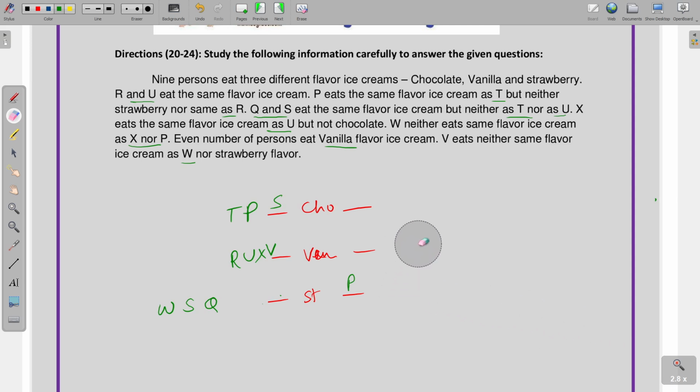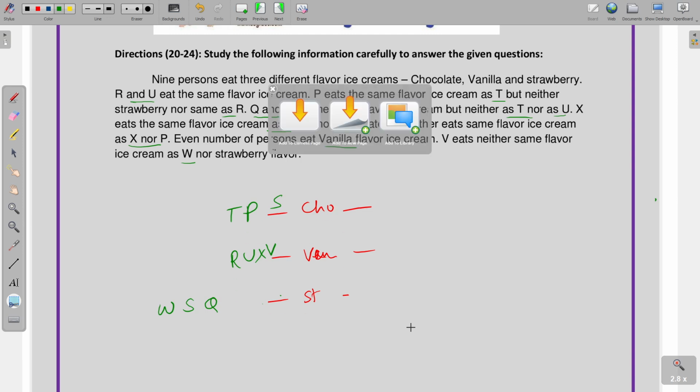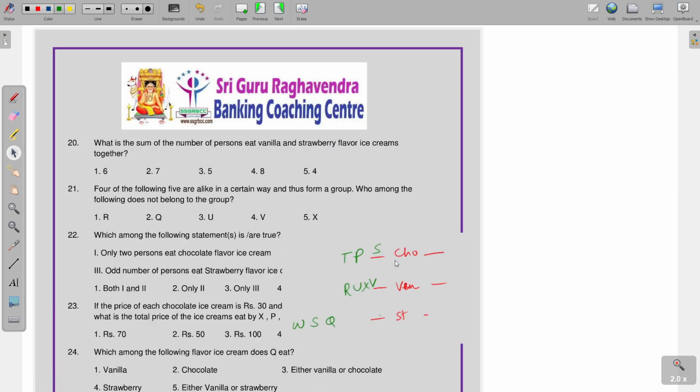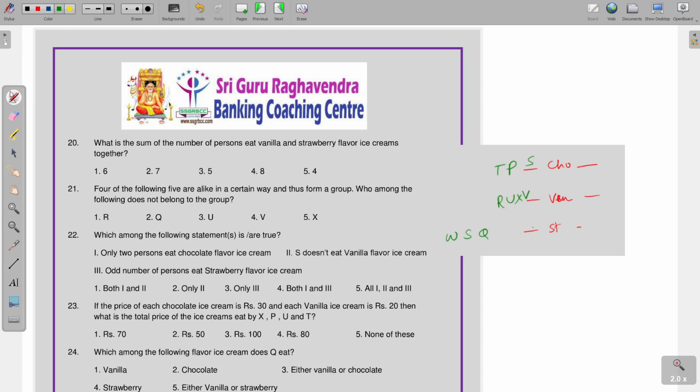Let us move on to the questions. See the first question, question number 20. What is the sum of the number of persons who eat vanilla and strawberry flavor ice cream? Vanilla is eaten by 4 persons and strawberry by 3 persons. 4 plus 3 is 7. Next, find which does not belong in the group: R, Q, U, V, X. Except Q, the remaining 4 persons like vanilla ice cream. So Q is the odd one out.